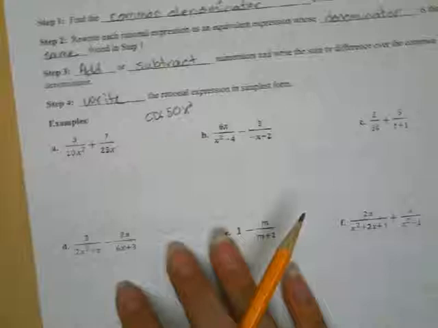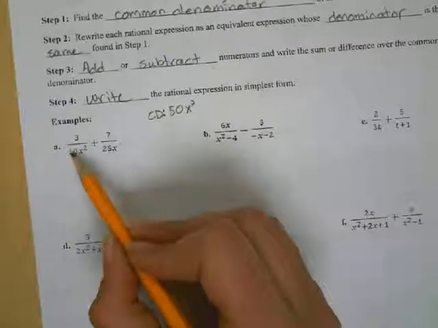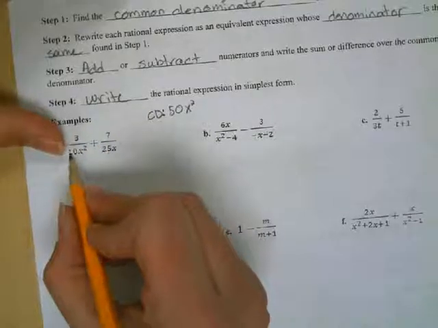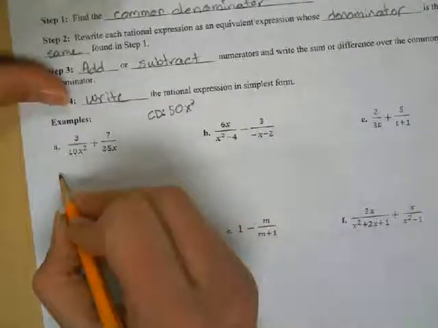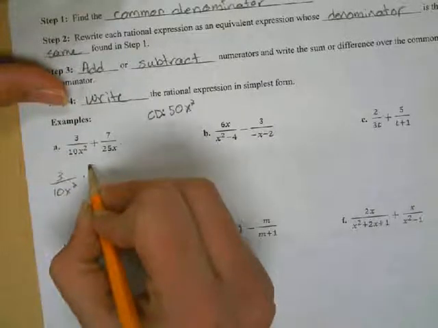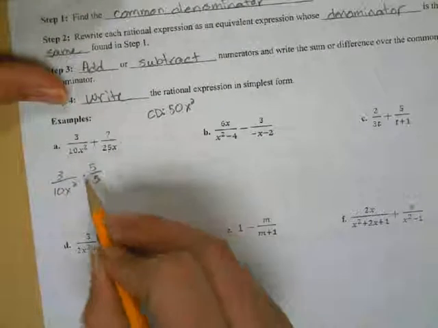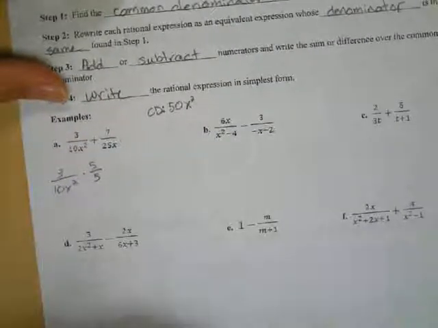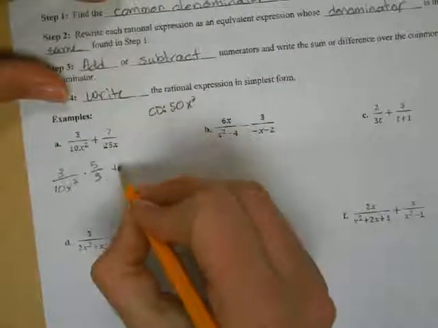Okay, so what would I need to multiply 10x squared by in order to get me to 50x squared? Well, really, I just need the 10 to become a 50. And I do that by multiplying it by 5 over 5, top and bottom. So if I multiplied by 5, I would get 50. So that's what we're looking for. Then you do the same thing with the next one.